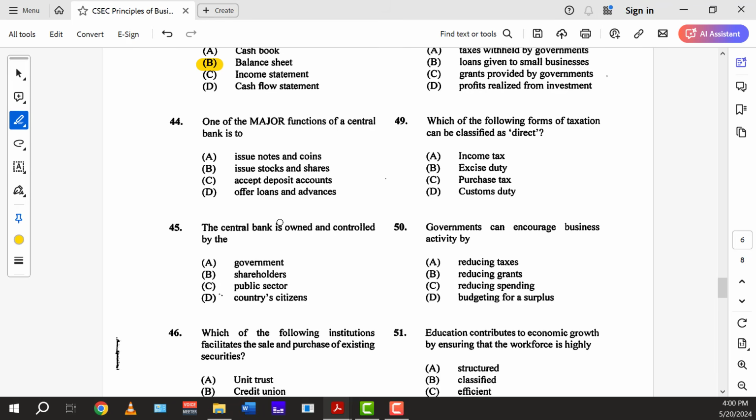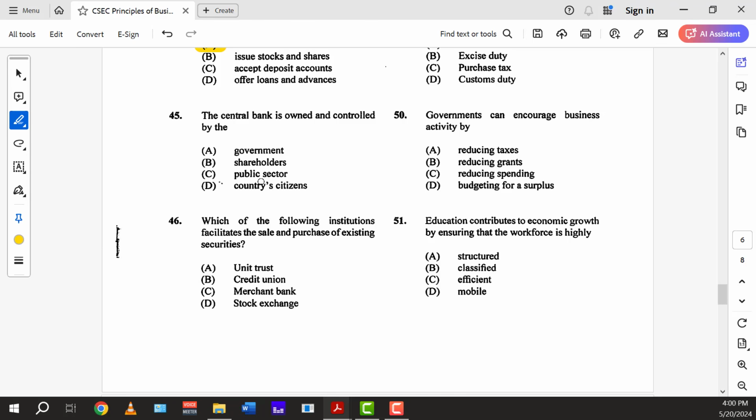44. One of the major functions of a central bank is to A. Issue notes and coins, B. Issue stocks and shares, C. Accept deposit accounts, or D. Offer loans and advances. Answer is A. Issue notes and coins. This is central bank, not commercial bank.